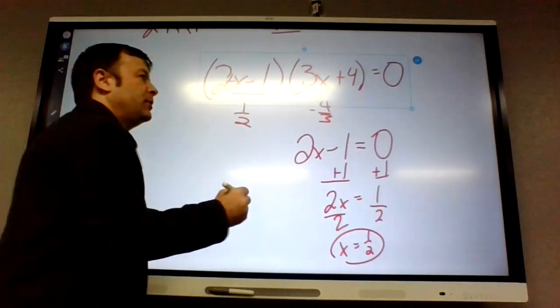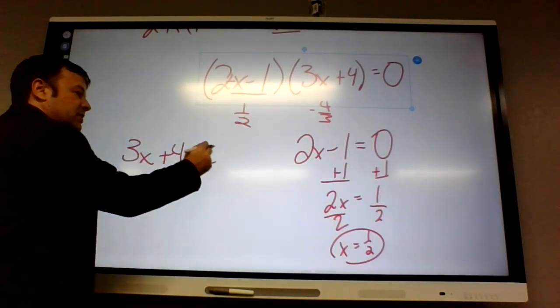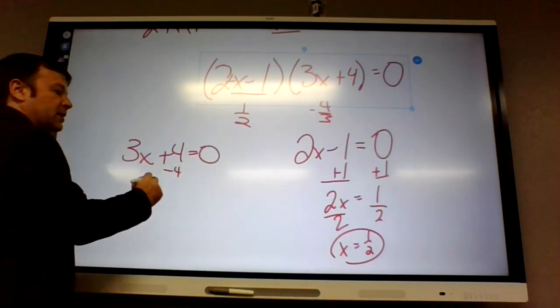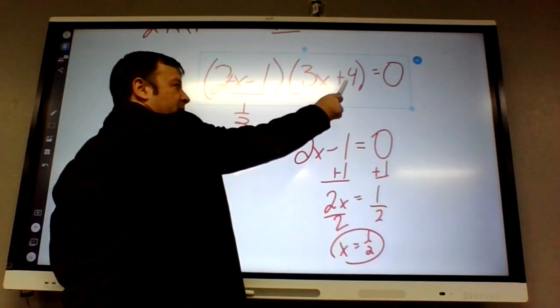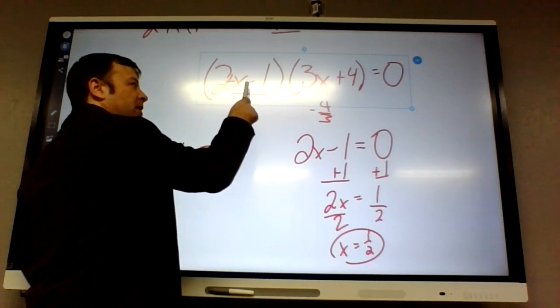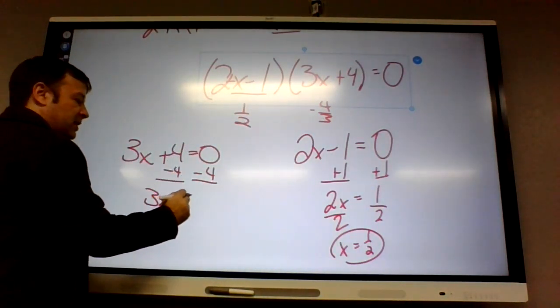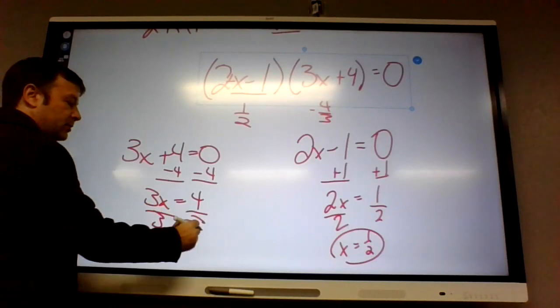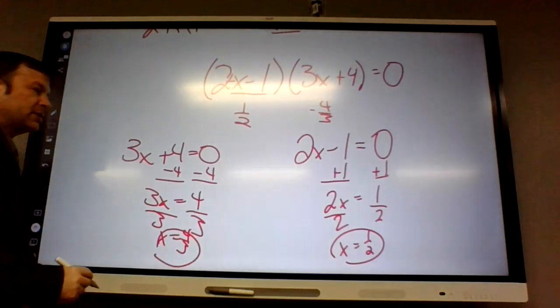If you forget, you can just go over here and say, what makes 3x plus 4 equal to 0? And solve this for x. But definitely the fast forward trick is just negative 4 thirds, positive 1 half. But yeah, you could go over here and solve it separately. Okay?